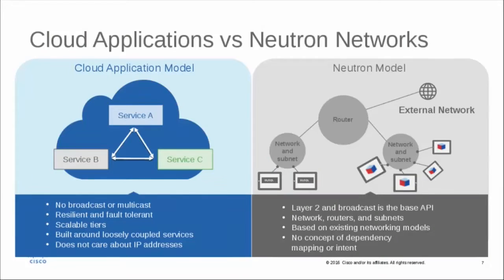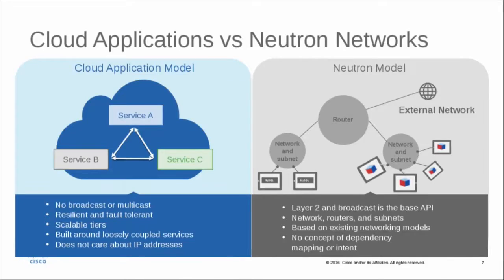So this led us to some observations around cloud applications, as they worked in a lot of traditional cloud environments like OpenStack and what was emerging out of Neutron. If we looked at the cloud application models, we saw that they were resembling the microservices architectures that we're seeing become more popular now. There was no broadcast or multicast. They were a separate set of scalable tiers that needed to interact with each other. They didn't care about IP addresses. They were just named services talking to each other.